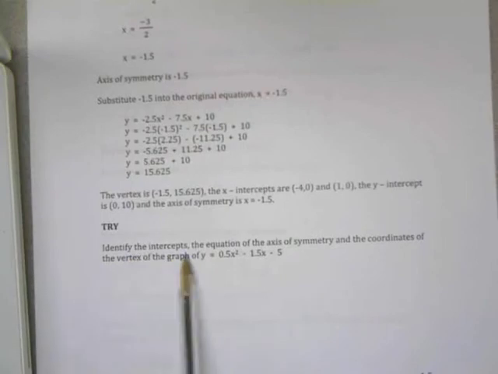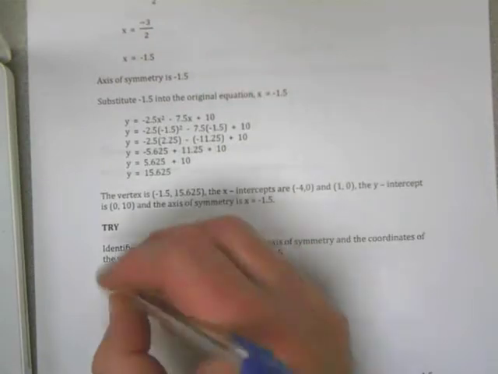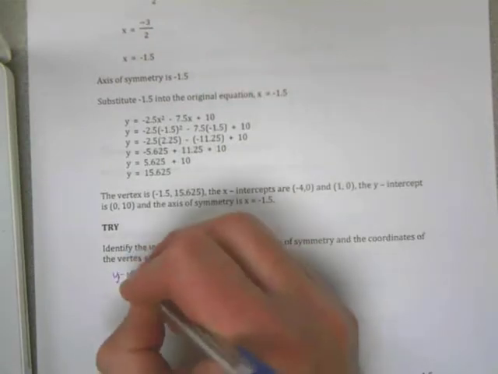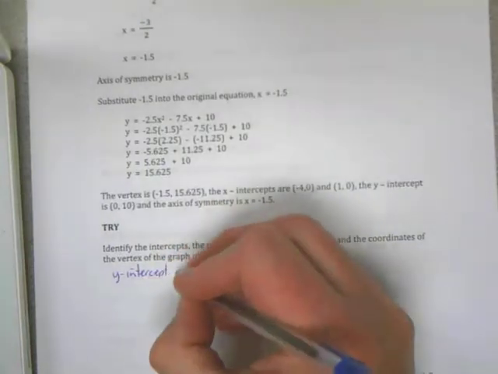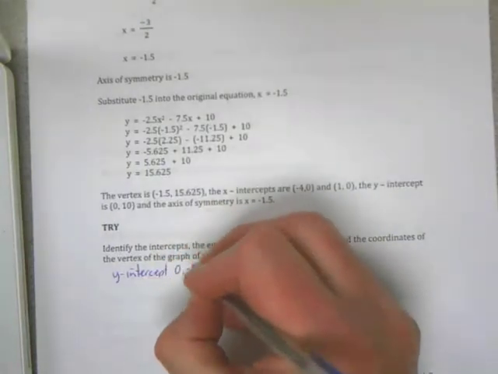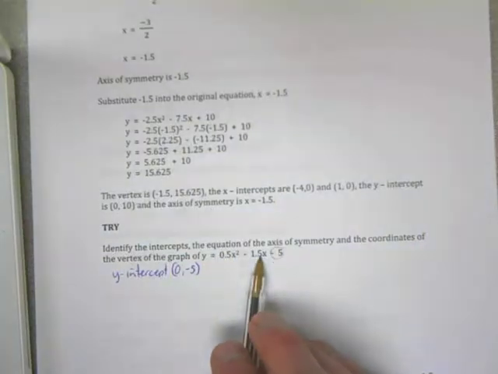So here we go. We're identifying the intercepts. I think I mentioned way back in 4.1 or 4.2 that you can just take this number here, and that is my y-intercept, which is 0, negative 5. Because if I put 0 in for that, that's gone, 0 in for that, that's gone. So that means y is equal to negative 5. Perfect.